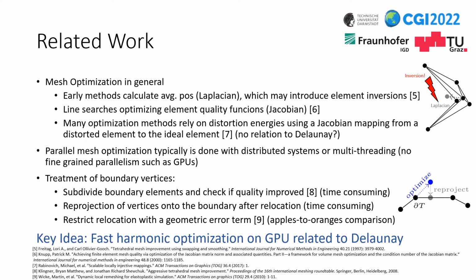Many approaches also reproject vertices onto the boundary, which is also time consuming because you have to find the closest boundary triangle. And many approaches also just restrict relocation with a geometric error term, which requires to compare element quality improvement to a geometric distance, which is arguably an apples to oranges comparison.